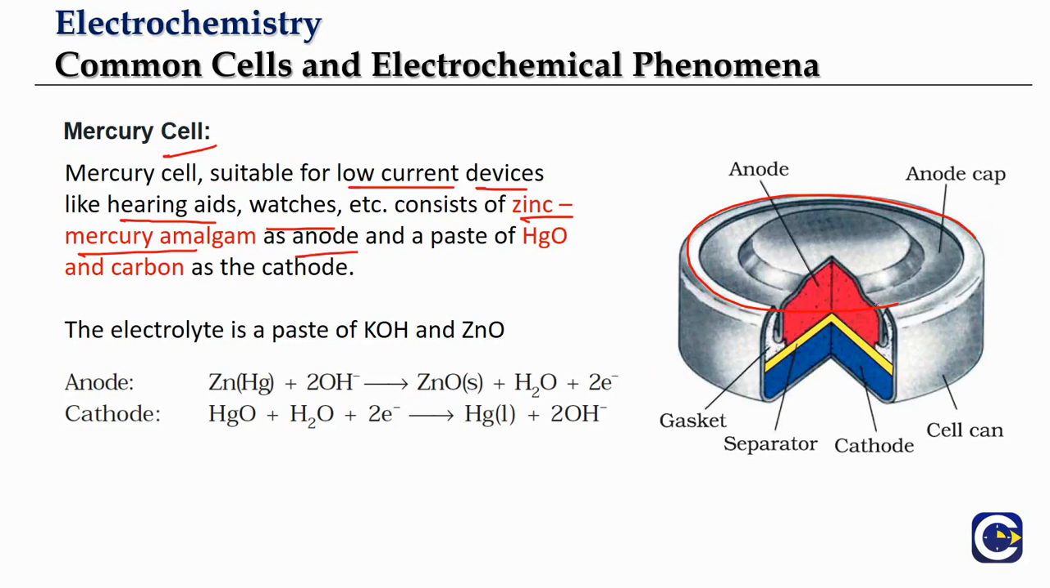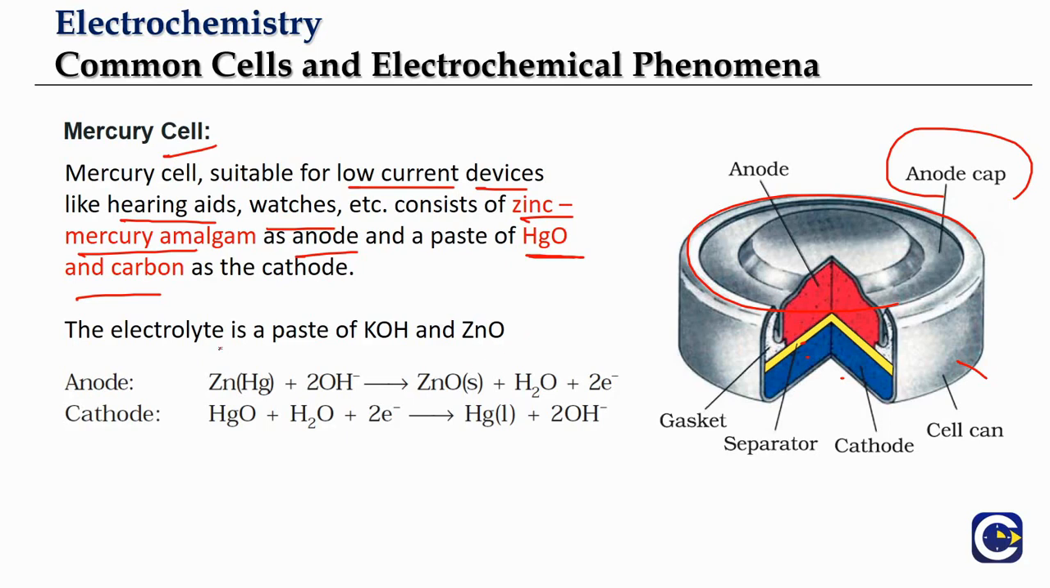So look for it before we take a look at the cell. First we'll have a cell can, that is the outer covering. Then we have an anode cap. So anode cap will be having inside it a zinc and mercury amalgam. So that is going to be the anode. And a paste of HgO and carbon is going to act as a cathode. So the anode and cathode are separated by a separator. We can see that the color of the separator is given as yellow here. And the cathode is consisting of what? It is consisting of HgO and carbon.